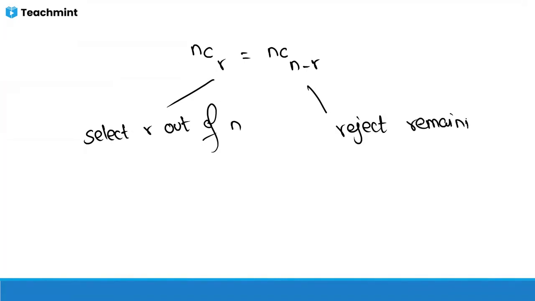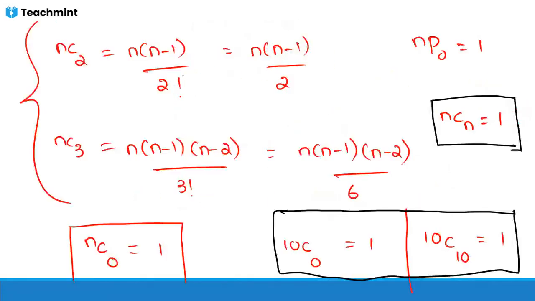Here total is n. R selected means rejected are n minus r. Reject remaining out of total n. So this is nCr, which is equal to nC(n minus r). The formula basically they developed using these calculations also.